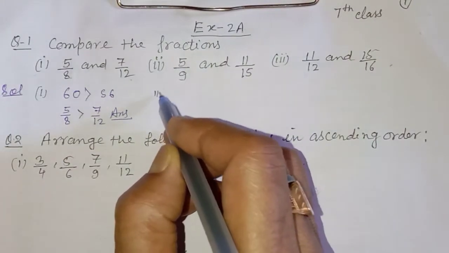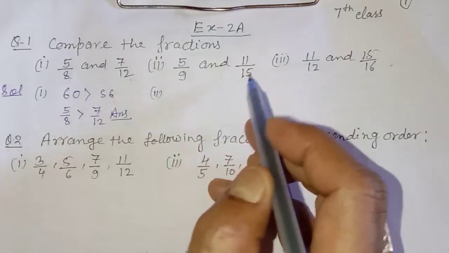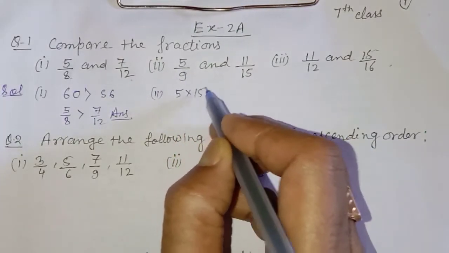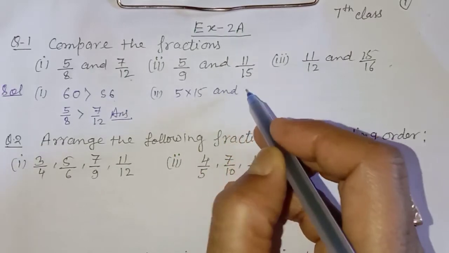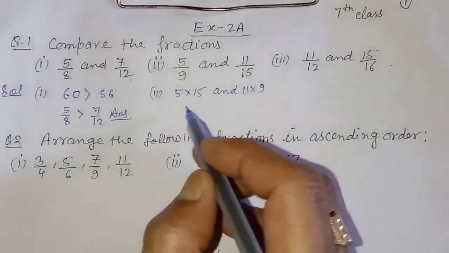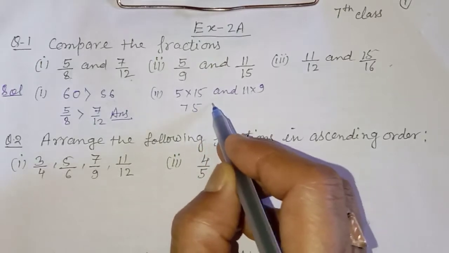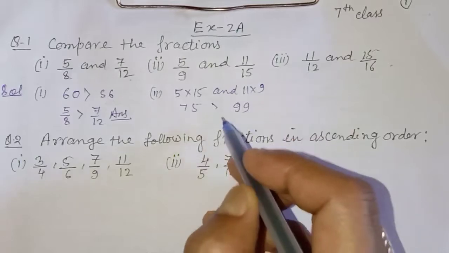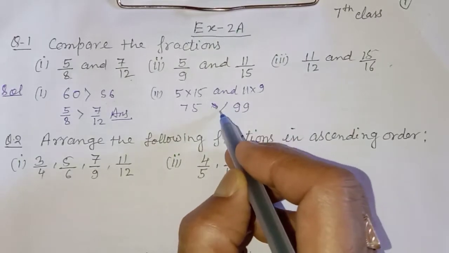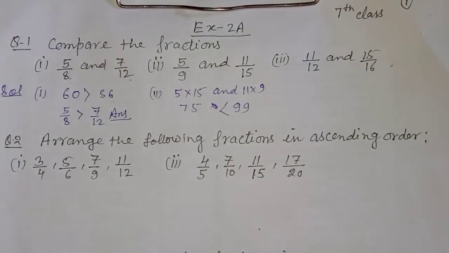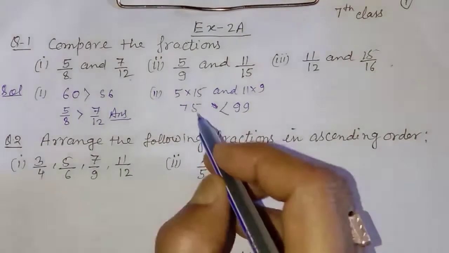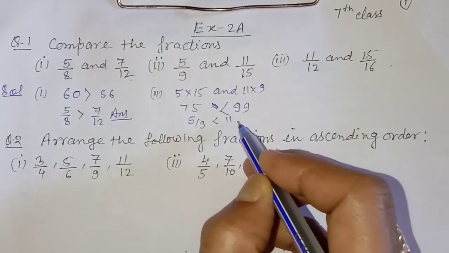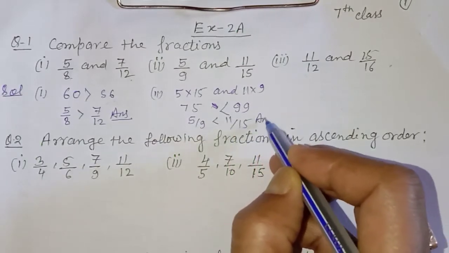Now the second: multiply 5 into 15, students, 5 into 15, and 11 into 9. So 75 and 99. So students, 75 is less than 99. So we can write 5 upon 9 is less than 11 upon 15. It is the answer.